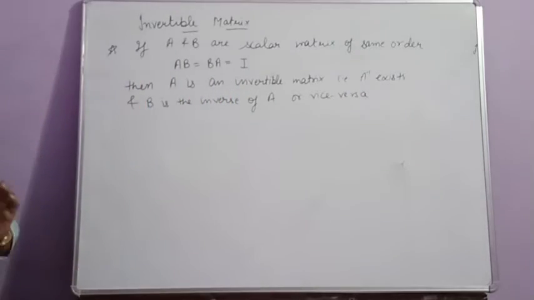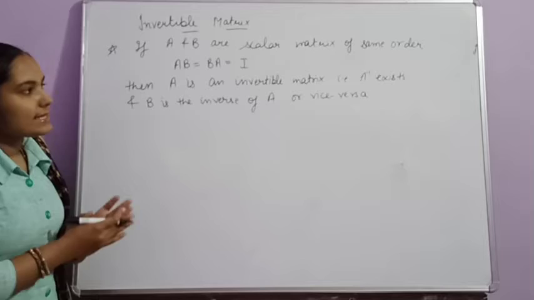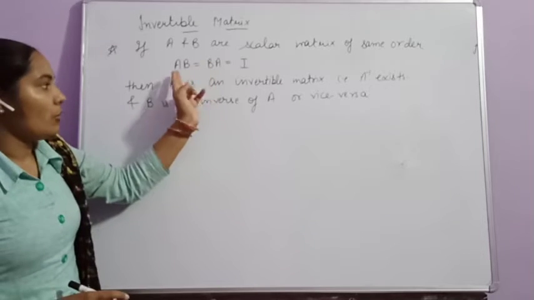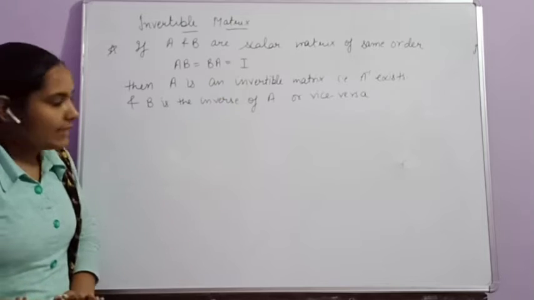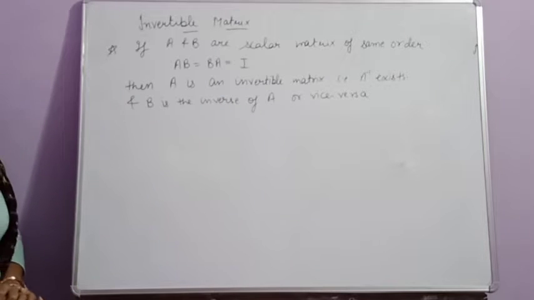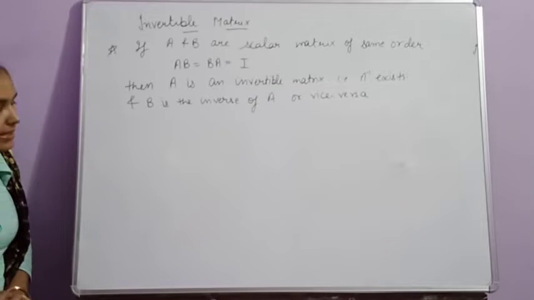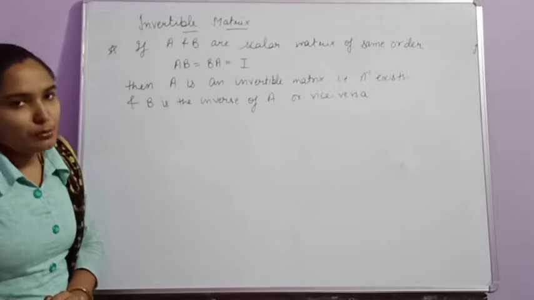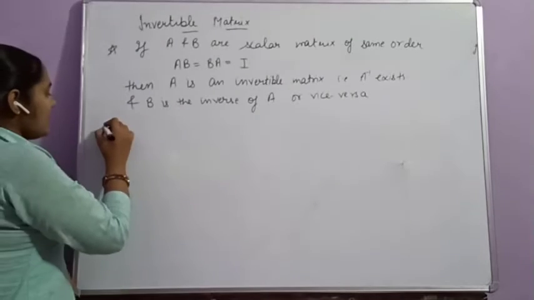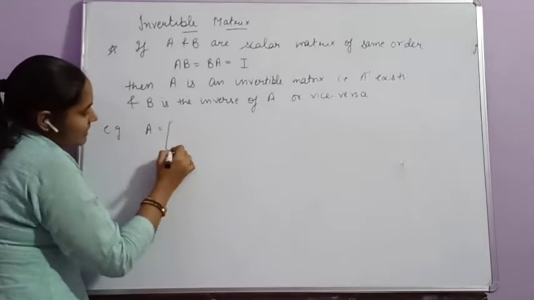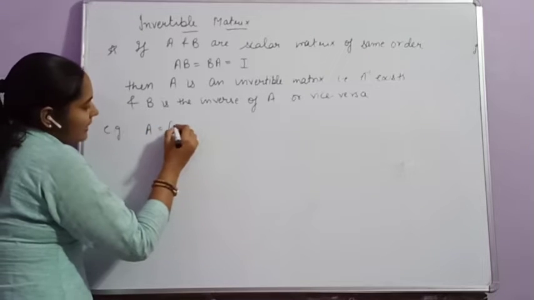If there are two square matrices A and B of the same order, and AB and BA are both defined and equal to the identity matrix, then A is said to be an invertible matrix and B is the inverse of matrix A. Or we can say that A is the inverse of matrix B. Clear?